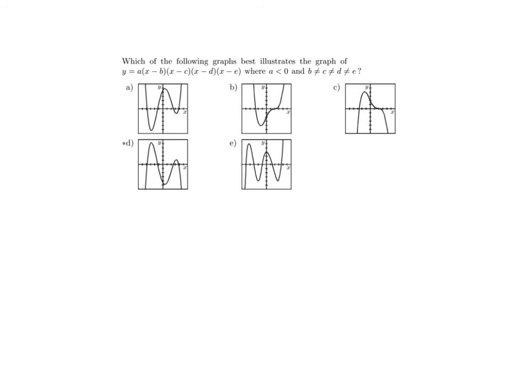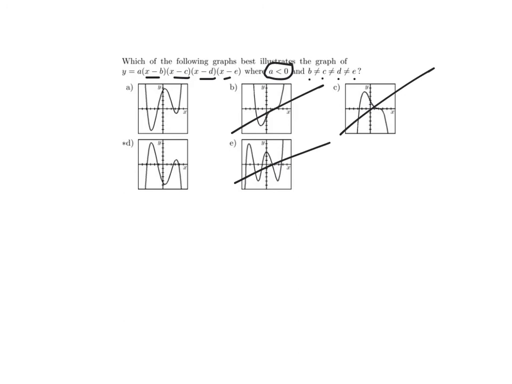And again, they're telling me a is a negative number, and b, c, d, and e are not the same. They are all different. Okay, so the first thing I say is how many zeros do I need? Well, that's 1, 2, 3, 4, and they all have to be different. So who's out? That guy only has 2. This guy only has 2. 1, 2, 3, 4, 5. That guy's out. So right away, I've narrowed it down to 2 functions.